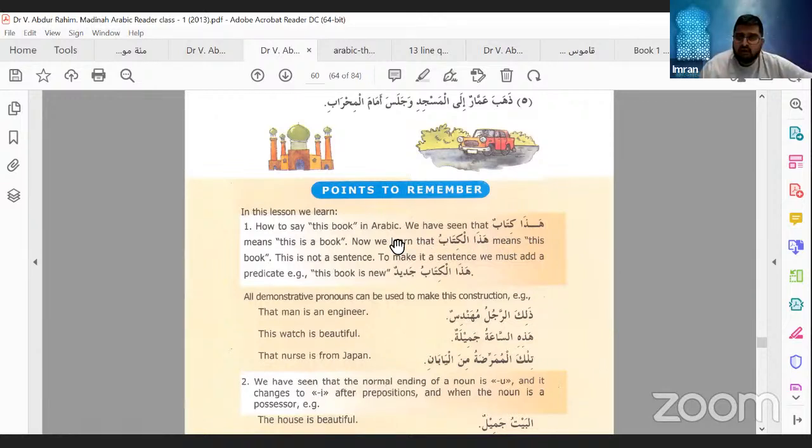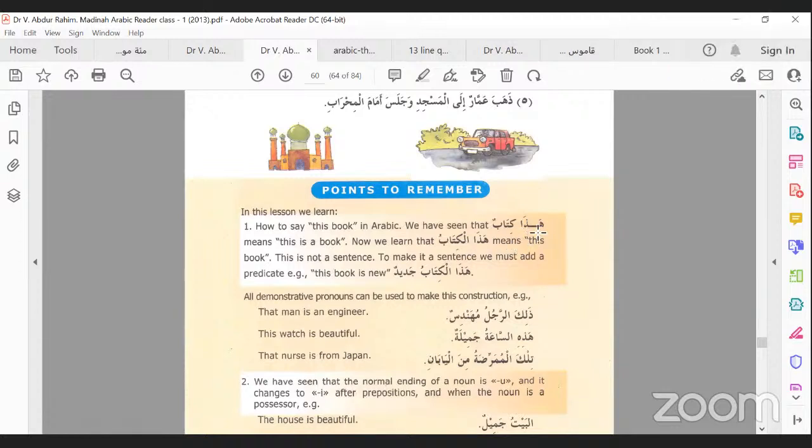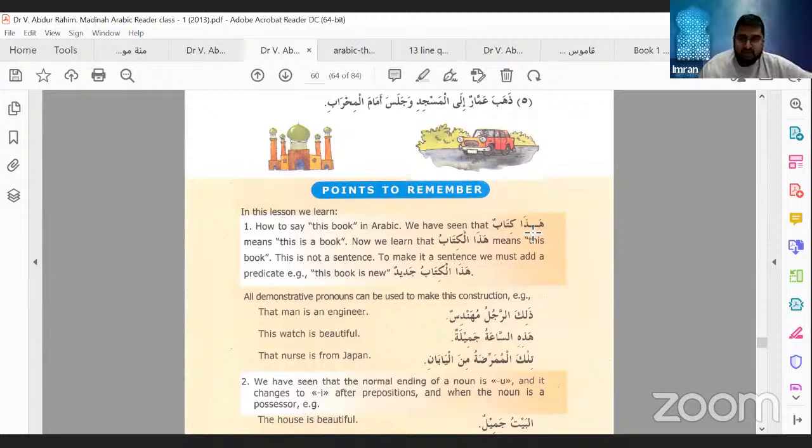So what's the difference between Haza Kitabun and this book? Haza Kitabun, this is the end of the tanwin. Exactly. And also, Haza is the Mubtada, Kitabun is the Khabar, subject and predicate. But when we say Hazal Kitabu, then Haza and Al Kitab become a phrase. They become one unit, and both of them together become the subject, the Mubtada.